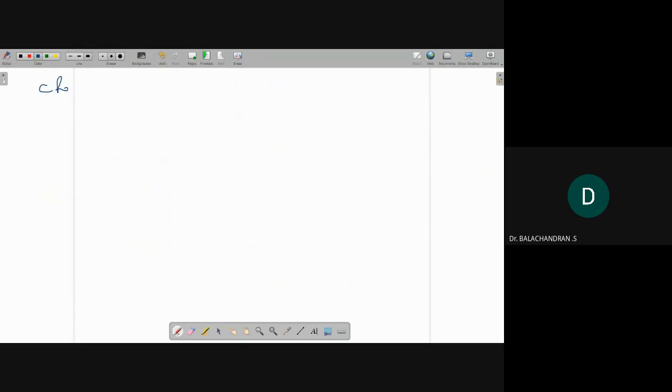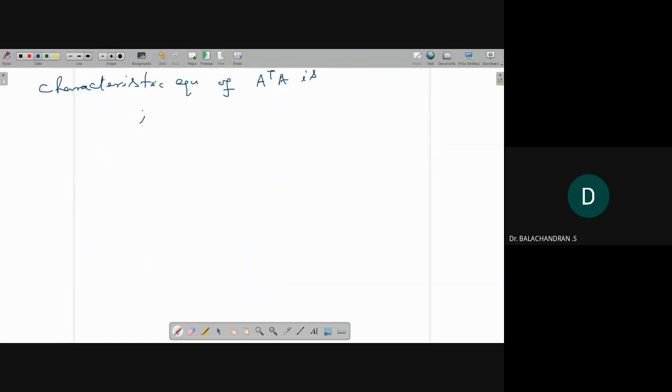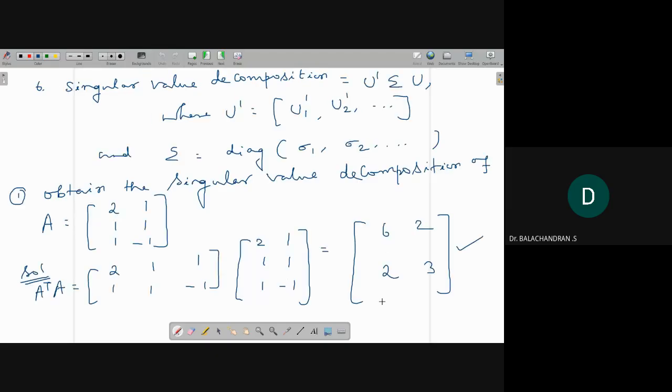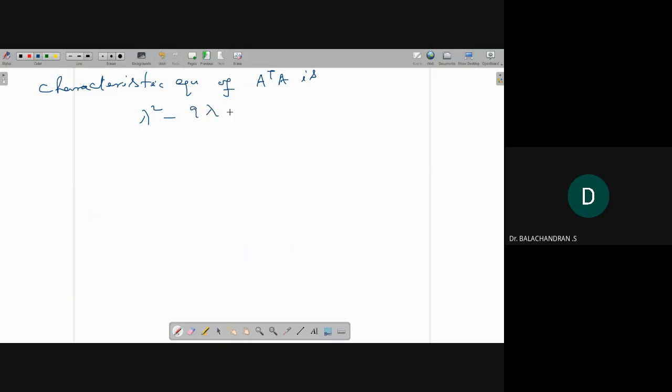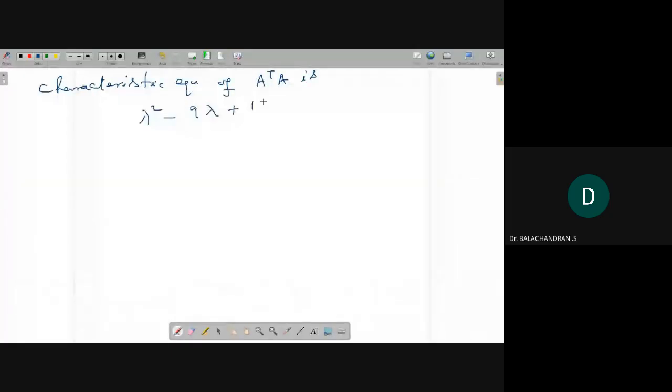The characteristic equation of A transpose into A is lambda square minus trace lambda. The trace is 9, so minus 9 lambda. What is the determinant? 18 minus 4, so 14, equal to 0.